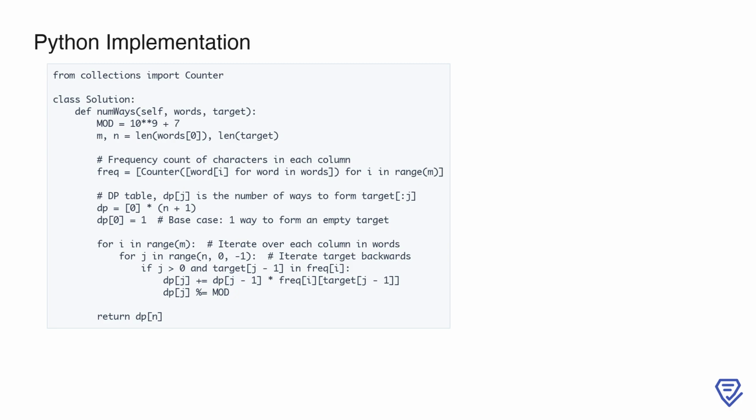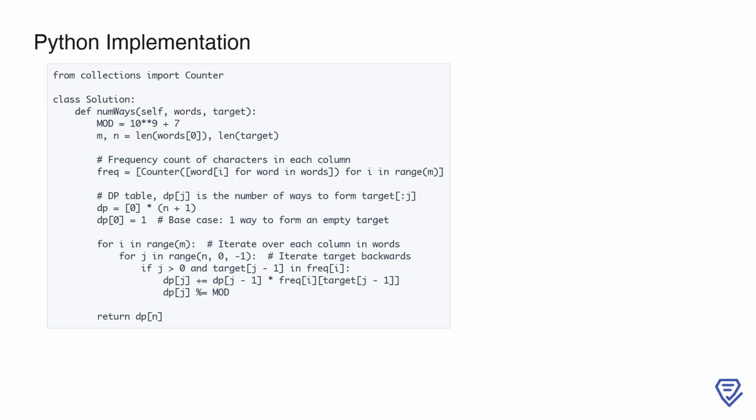This solution efficiently calculates the number of ways to form the target string using characters from the words array. We start by extracting the dimensions m, the length of each word, and n, the length of the target string. Then, we pre-compute the frequency of characters in each column of the words array using the Counter class. This allows us to quickly look up how many times a character appears at a particular column. Next, we set up a dynamic programming, DP, array where dp[j] represents the number of ways to form the first j characters of the target string. The base case is dp[0] equals 1, as there is exactly one way to form an empty string, by doing nothing.